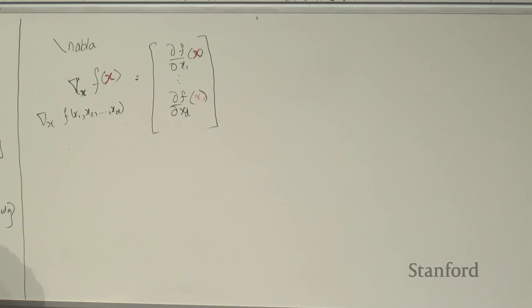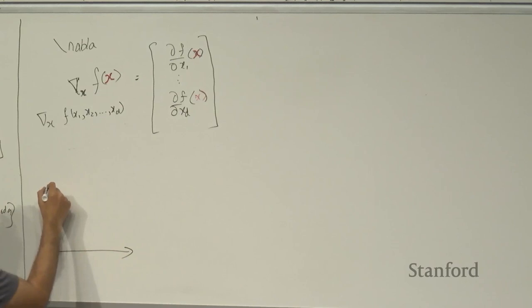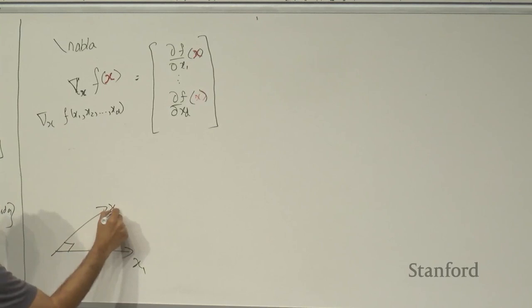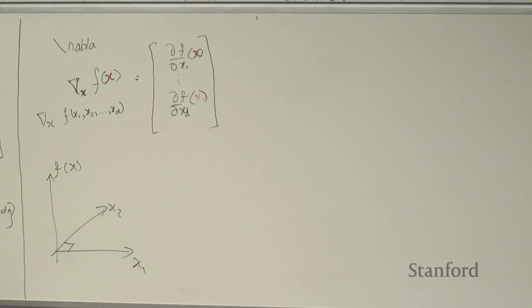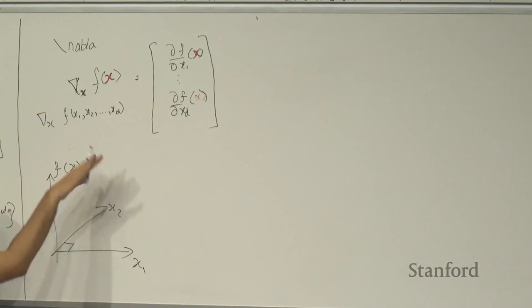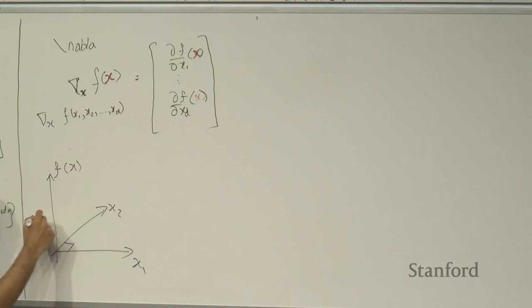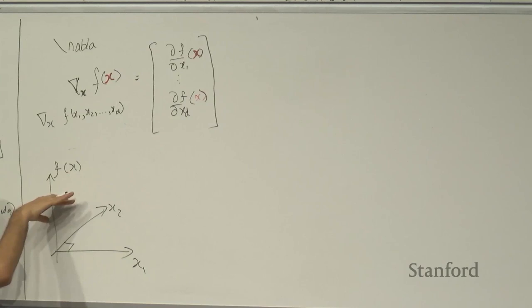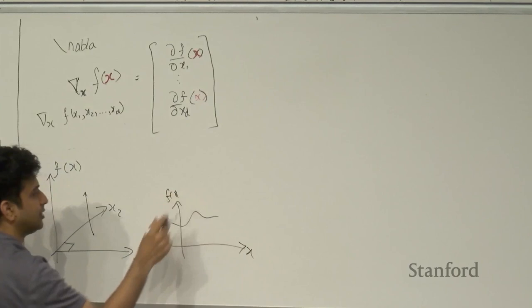What does that mean? Let's assume this is x1, and this is x2, and this is f of x. A scalar valued function with a vector input is going to be some surface in such a graph. I'm not good at drawing surfaces, but imagine there is some kind of surface here, and the height from any point up to that surface is the value of that function, right? It's similar to f of x, except now it has multiple input dimensions.